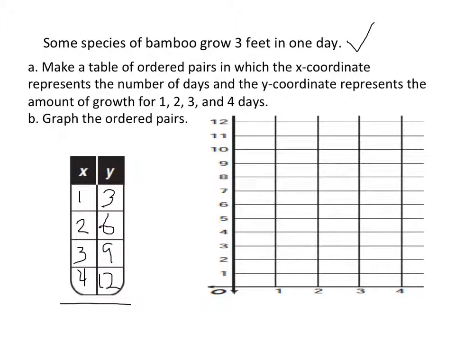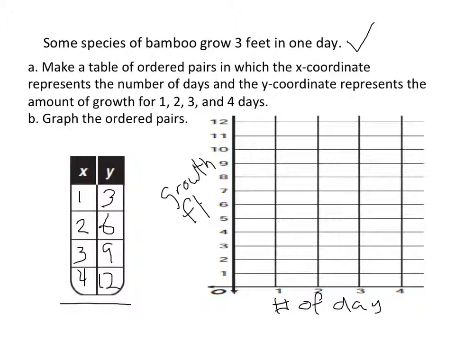Next, we're going to have to graph the ordered pairs, but before we do that, we have to tell the people reading the graph what the x-axis means. And we were told that the x represents the number of days. And then the y-coordinate, or the y-axis, is growth. And that's in feet. So when you make your graph, you're going to have to label the x-axis and the y-axis so people reading it know what you are talking about.